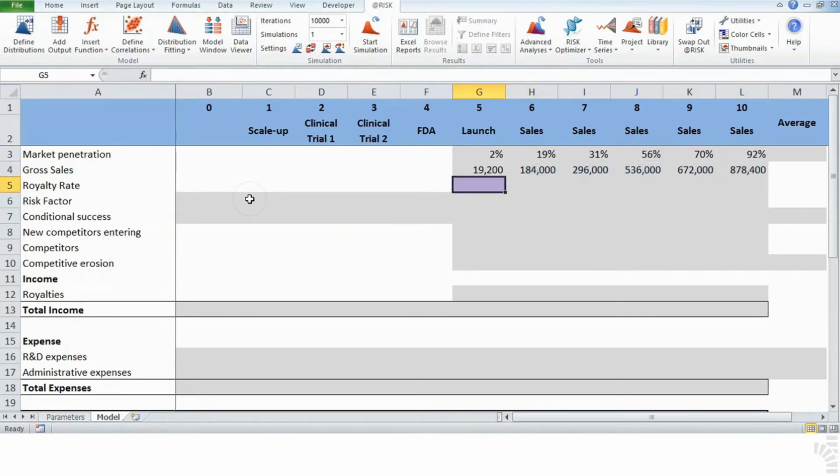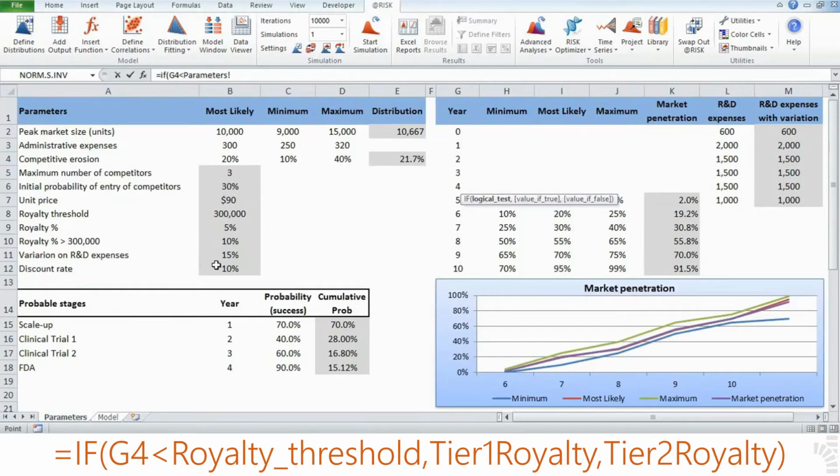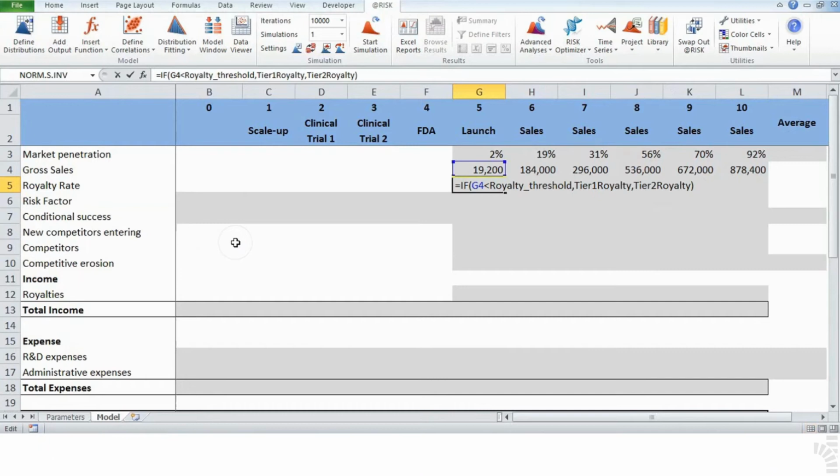28. On cell G5, write the following formula that conditionally establishes the royalty rate: equals IF(G4 is less than royalty threshold, Tier 1 royalty, Tier 2 royalty). 29. Copy and paste cell G5 to the range G5:L5 to establish the royalty rate for years 5 through 10.